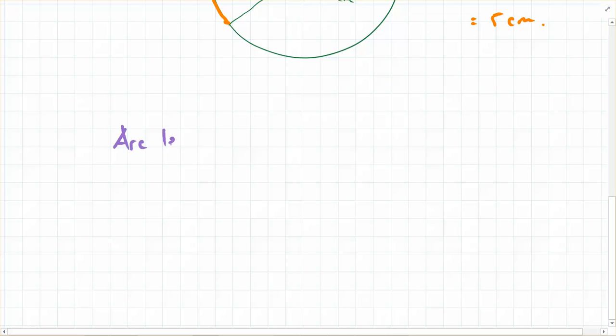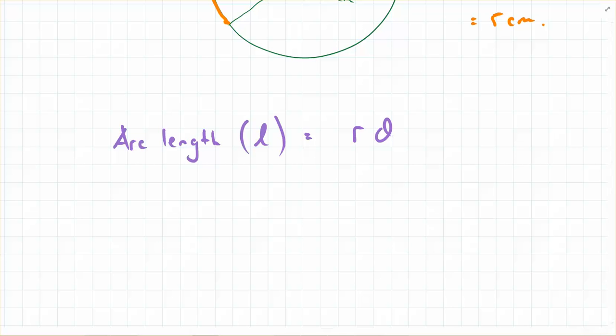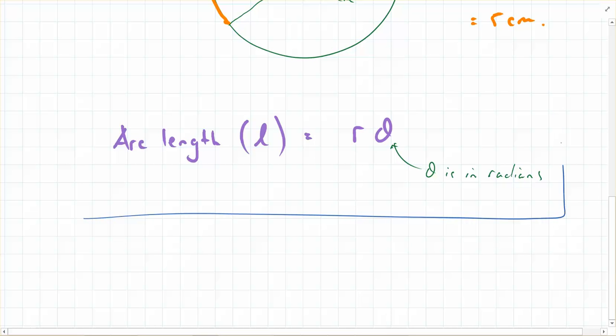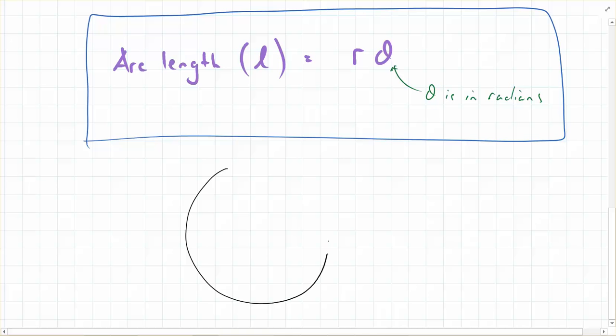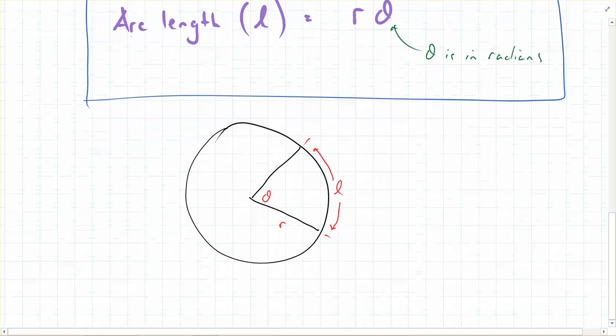Arc length, which we're going to call L, is equal to the radius times theta, and it's really important here that we note that theta is in radians. Okay, so that's a really important result. Arc length is equal to r theta, and if we want to put a picture next to that, that's my r there, that's my theta there, and my arc length is just there. Arc length equals r theta.